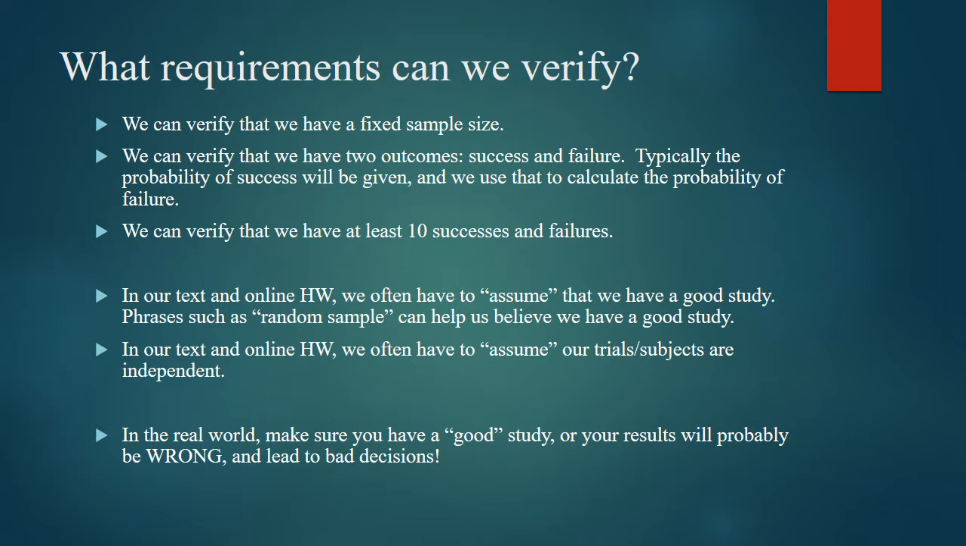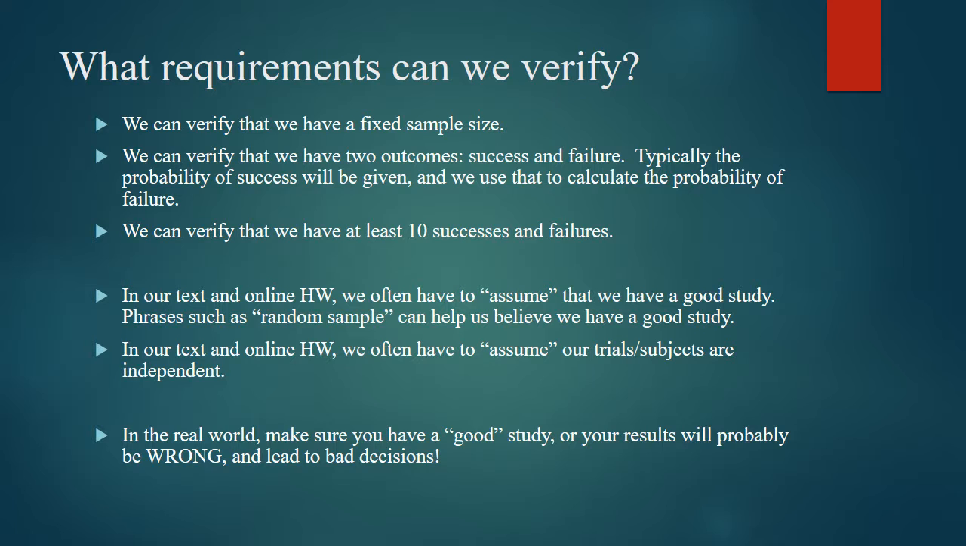We can't verify all of these requirements in our homework. In the real world, make sure you have a good study. Make sure that you have verified everything. But in our homework, well, we can verify that we have a fixed sample size. We'll be told that in a sample of 1,000 people or 200 subjects were chosen for this study or something along those lines. We can verify that we have our two outcomes, success and failure.